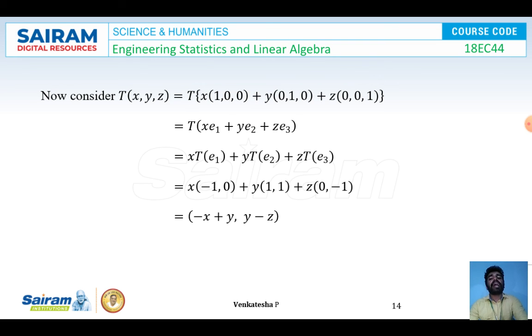Since T is linear I can expand this. So I got x times T of e1 plus y times T of e2 plus z times T of e3, replacing T of e1 as (-1, 0), T of e2 as (1, 1), T of e3 as (0, -1). I got the equation x times (-1, 0) plus y times (1, 1) plus z times (0, -1). After expanding this I got (-x, 0) plus (y, y) plus (0, -z). So it will be equal to (-x plus y, y minus z), which is the required linear transformation for the given problem.